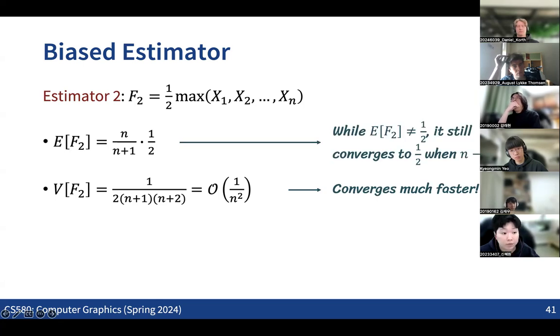So in cases where the estimator can converge faster while being biased, we can consider using it in terms of efficiency. So these are some cases where we can also consider a biased estimator. Any questions on this?